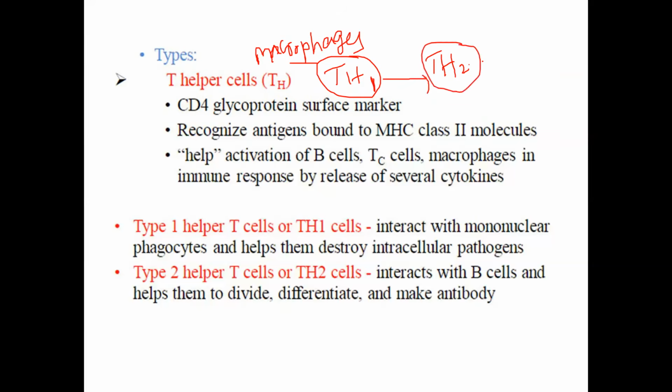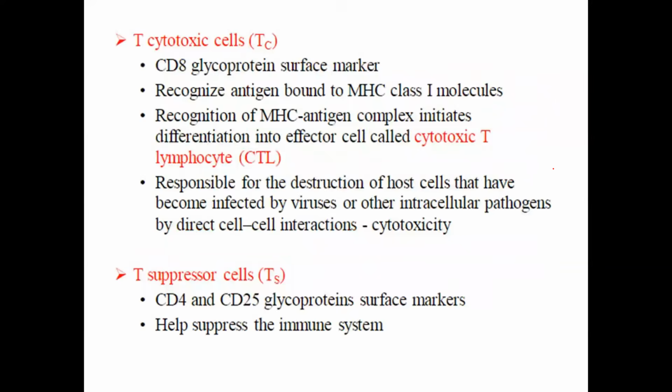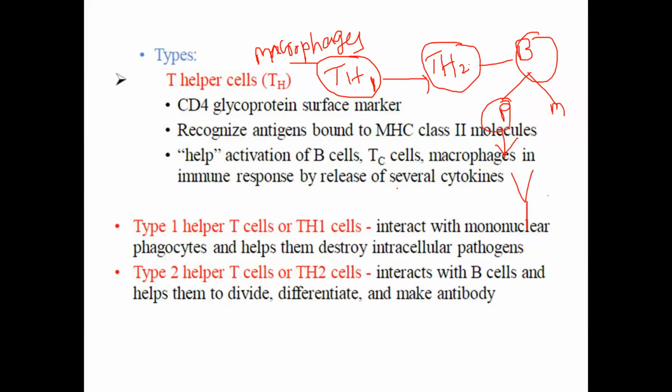Then what will the TH2 do? TH2 will activate the B lymphocyte. Then the B lymphocyte differentiates into plasma and memory cells. Then the plasma cell is going to produce the antibody. Simple concept, easy concept. Now you understand the two types of T helper cell.